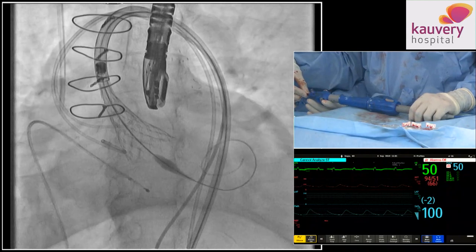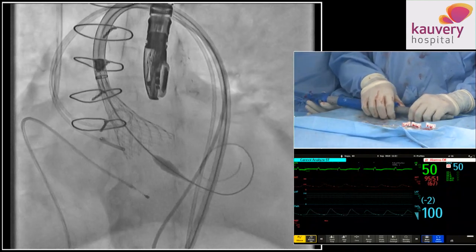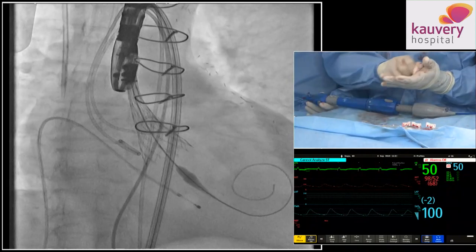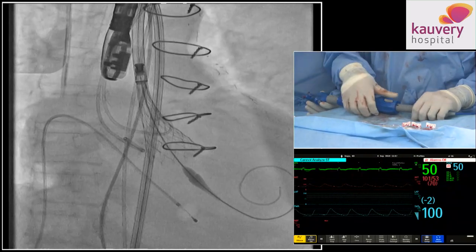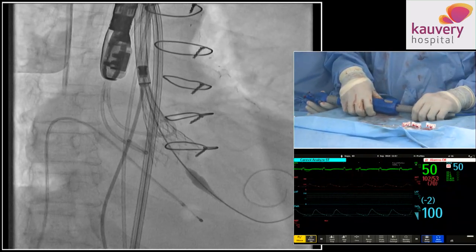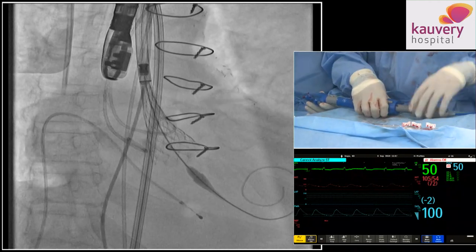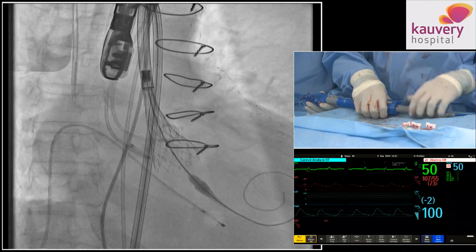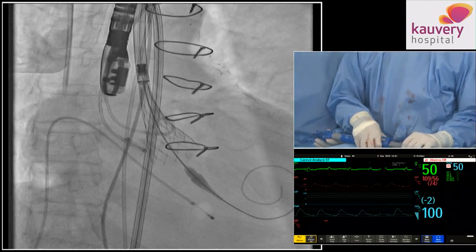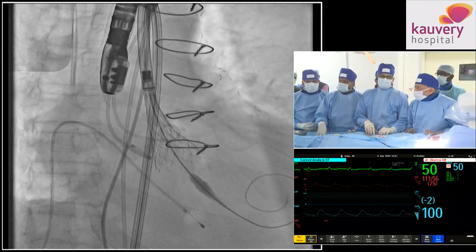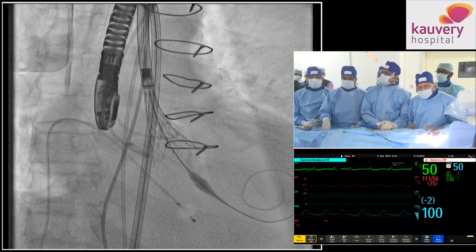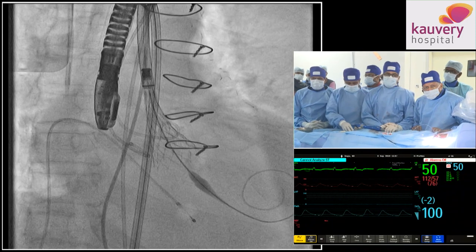So pacing, come to the RAO. We are pacing, RAO, please. We are still a little low. We cannot go coaxial. I will make judgments here. Let's come back and check the echo, please. Because we got a blood pressure here, so we have time. So let's get the echo.